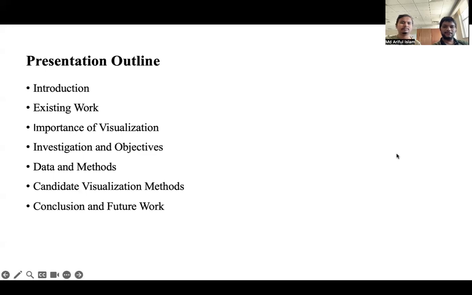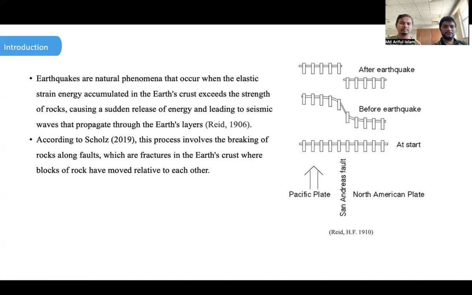And here is the outline of our presentation. We are going to cover the introduction, existing work, importance of visualization, investigation, objective, data and method, and the visualization method that we adopted, and the conclusion and future work of our study.